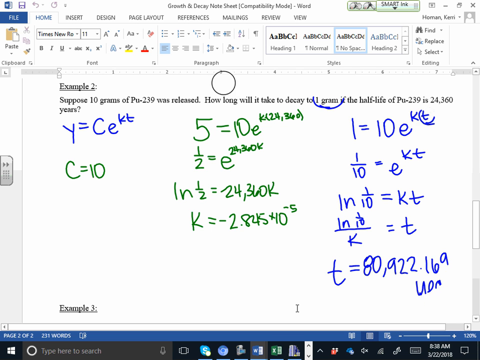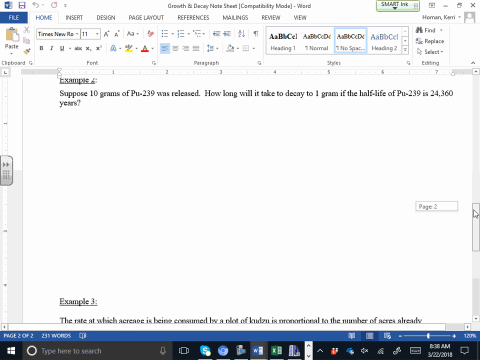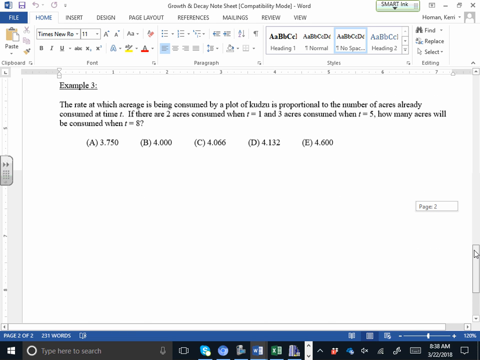Okay, third example. And then what's going to happen is I'm going to give you some time to begin your assignment before we transition to taking notes on slope fields. I got to remind myself, we are in here until 9:45. Okay. Okay, read through example 3, please.